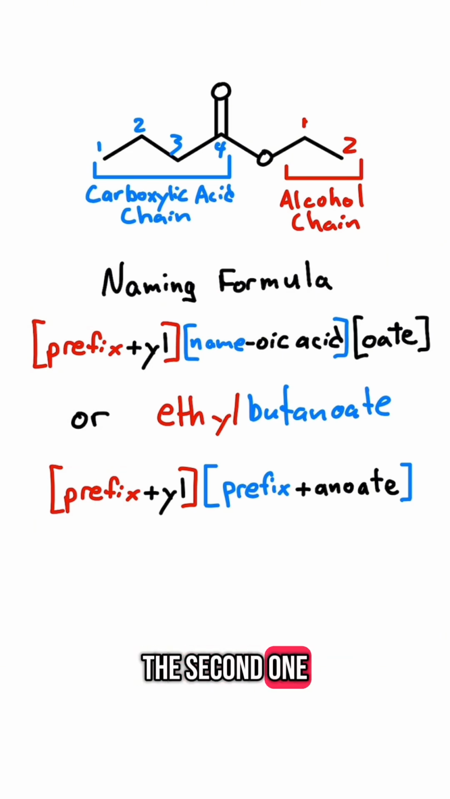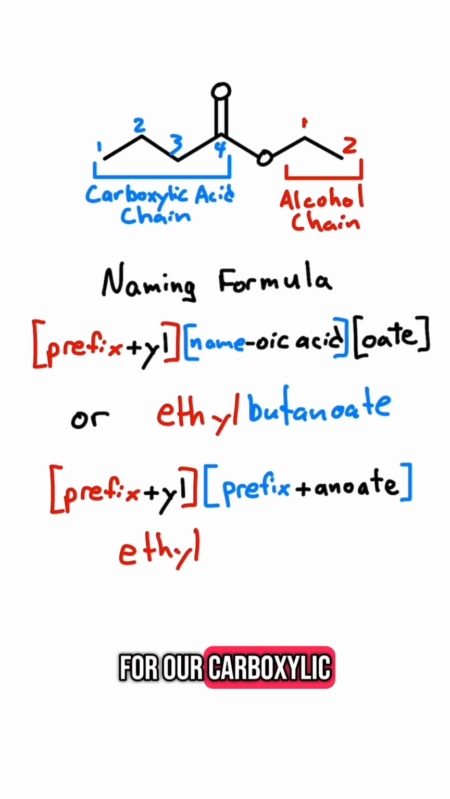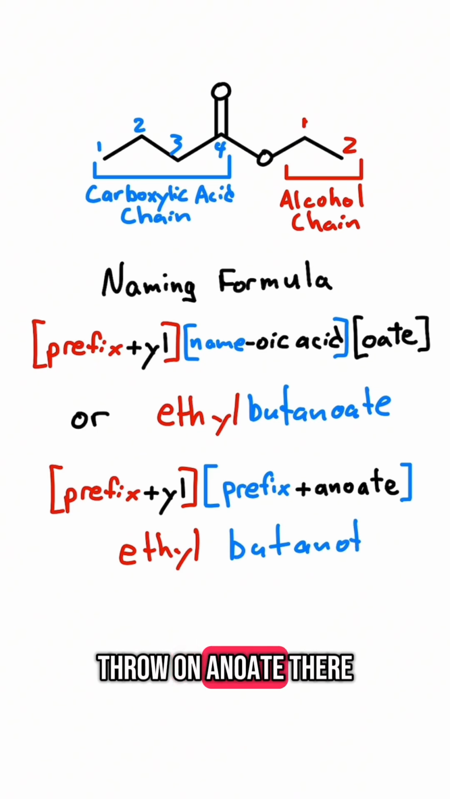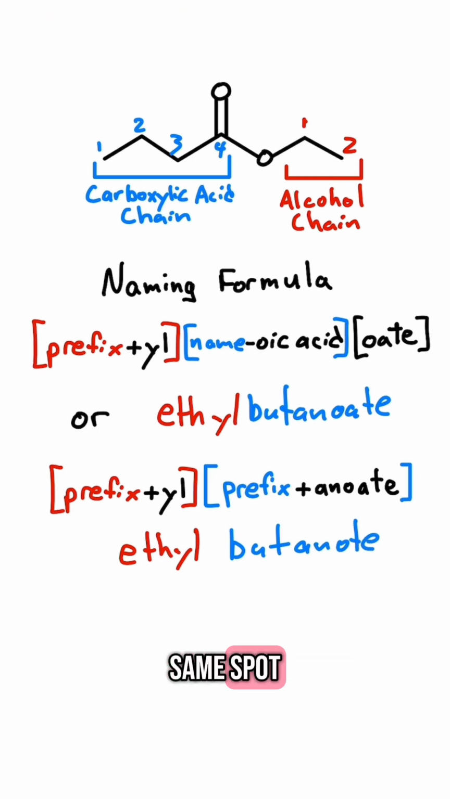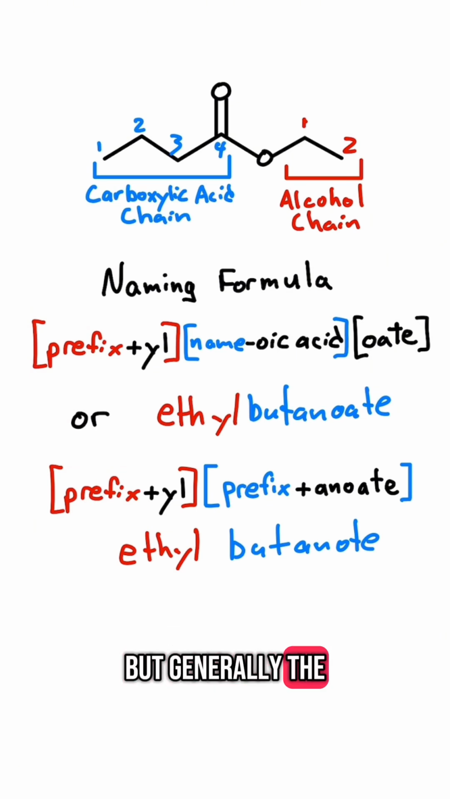And then for the second one, we'll go through that. Again, it'll get you to the exact same spot. The beginning is just the same, so we know that's going to be ethyl. And then we take the prefix for our carboxylic acid chain, which is but because it's 4. And then we just throw on anoate there. And like I said, it gets us to the same spot. And this will carry you through all your simple carboxylic acids. There are a couple exotic ones, but generally the suffix "ate" denotes an ester.